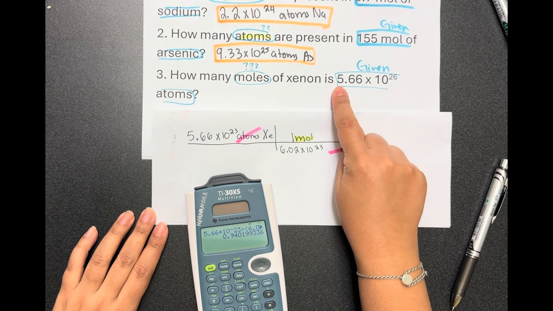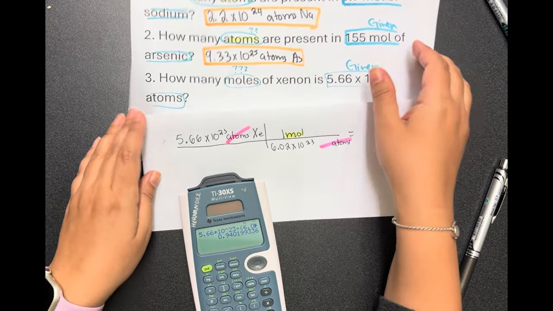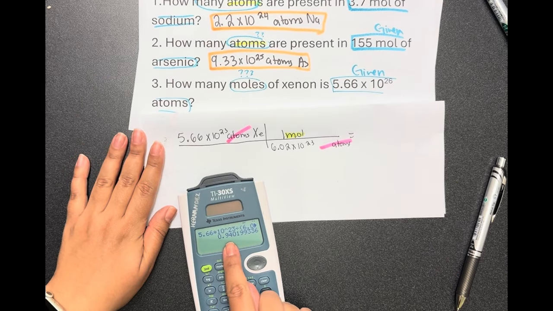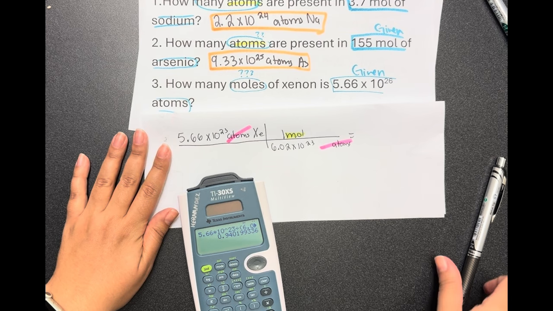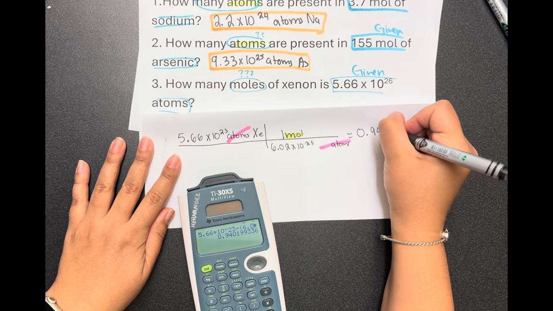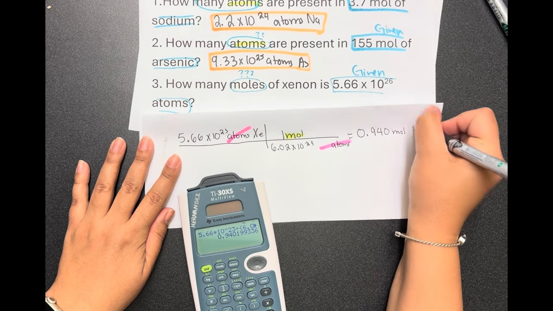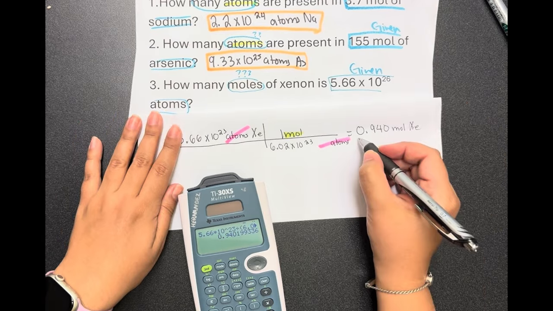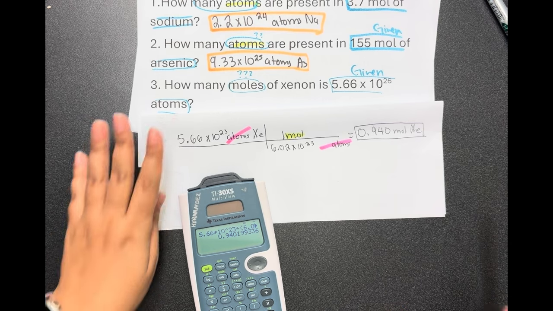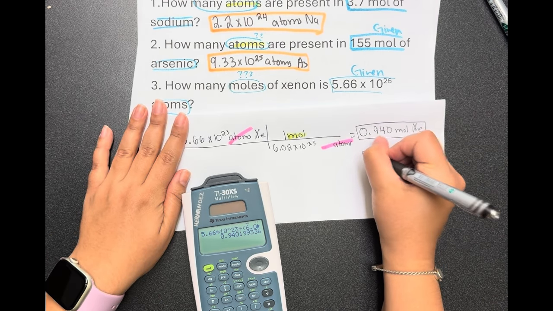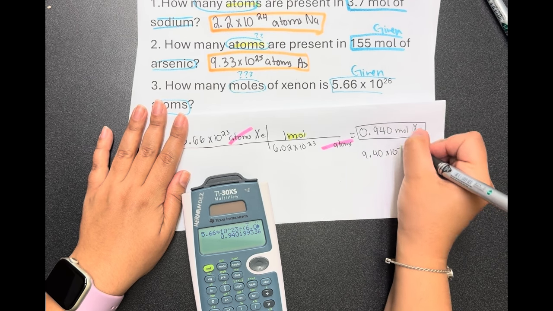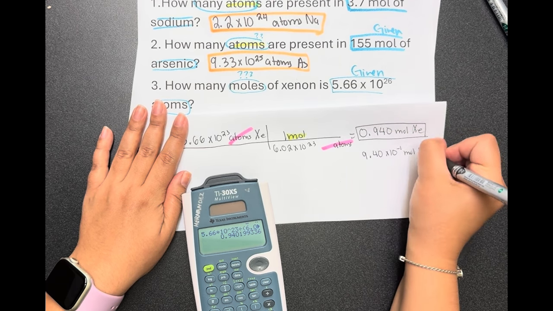My number was given with 3 significant figures, so I'm gonna round my answer to 3 significant figures. It gives me 0.940199339, so I'm gonna round it to 3 significant figures: 0.940 moles of xenon. That's my final answer. I do not need to write it in scientific notation. It's a small number, but if I were to write it in scientific notation, it would be 9.40 times 10 to the -1 moles of xenon.